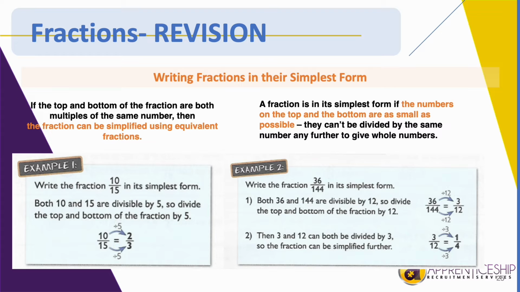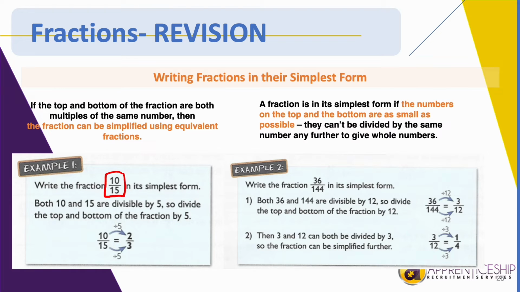So simplest form is when you can no longer divide top and bottom by any more numbers that are the same. Okay, so if the top and bottom of the fraction are multiples of the same number, then the fraction can be simplified using equivalent fractions. A fraction in its simplest form is when the numbers on the top and bottom are as small as possible and they can't be divided by the same number anymore.